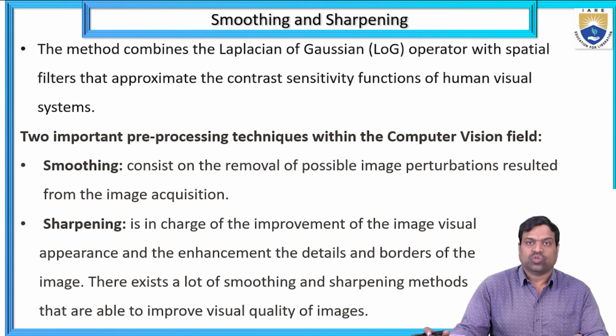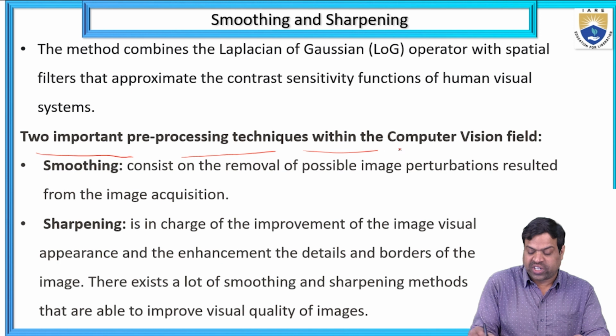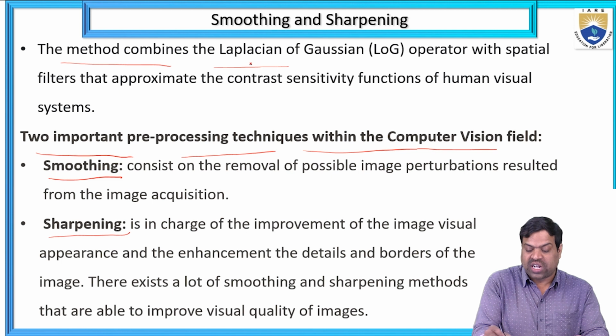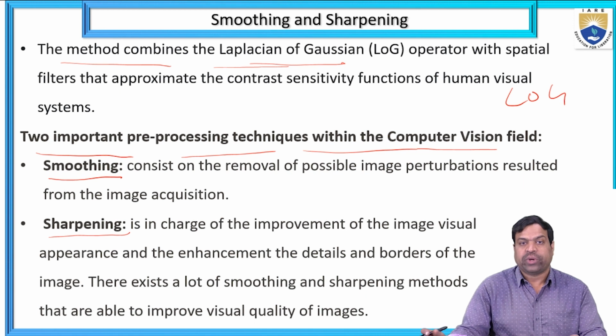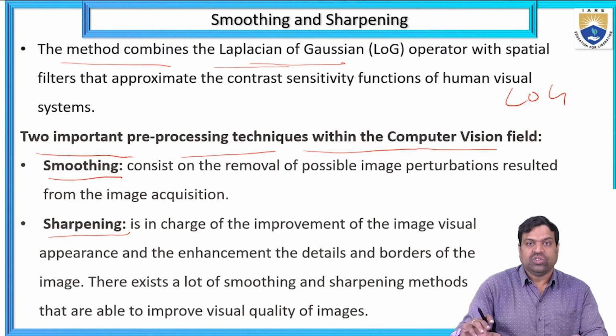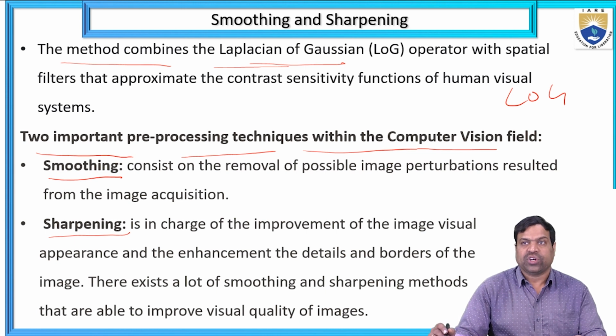Presently we are discussing smoothing and sharpening in color images. Smoothing and sharpening exist for grayscale too, but our topic is especially color image processing. The two important processing techniques are smoothing and sharpening. The method combines the Laplacian of Gaussian operator, and these operators are used for the transformation. So smoothing and sharpening is a transformation technique; we are transforming from one form to another, with a spatial filter that approximates the contrast sensitivity functions of the human visual system.